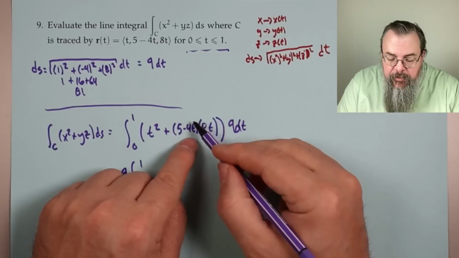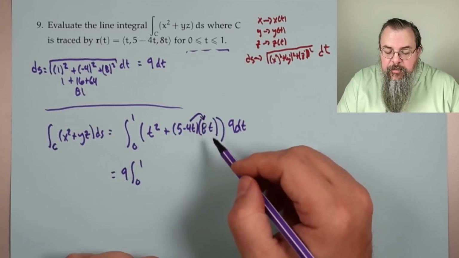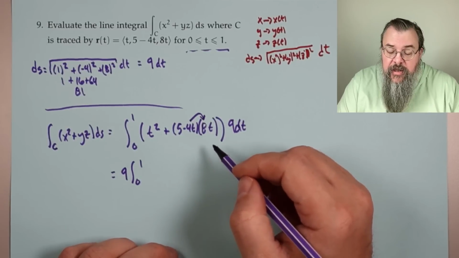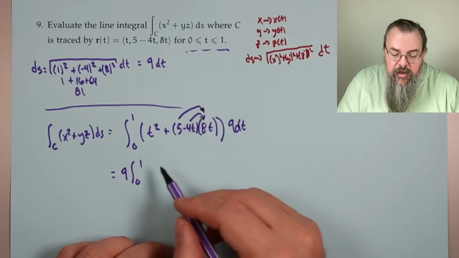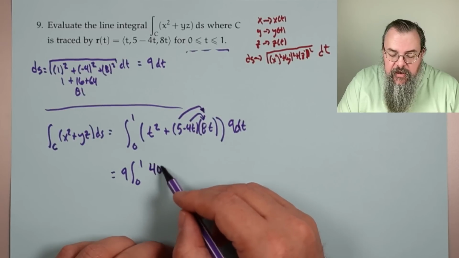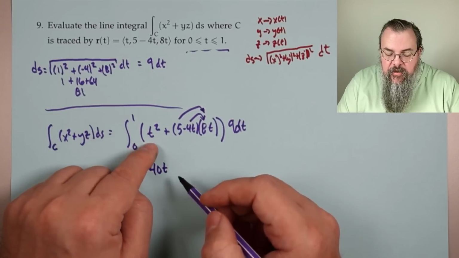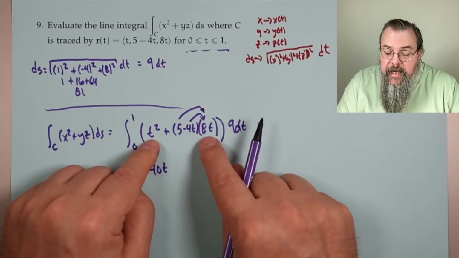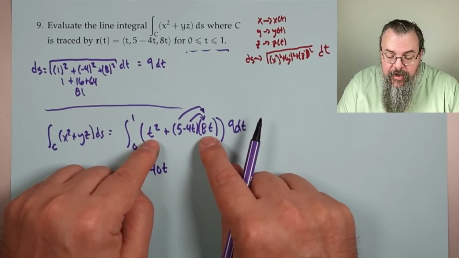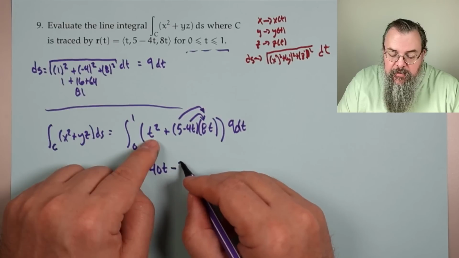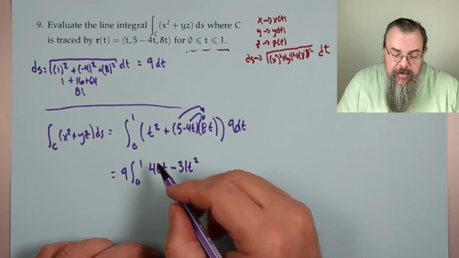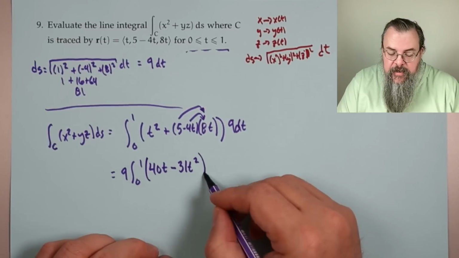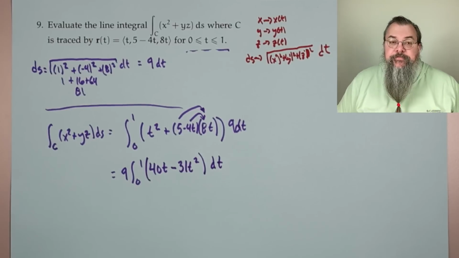Minus 4t times minus 8t would make minus 32t squared. And then 5 times 8t would make 40t, so let's put that 40t in the front. Then we have t squared minus 32t squared, which combines to give us minus 31t squared. All right, and then dt.